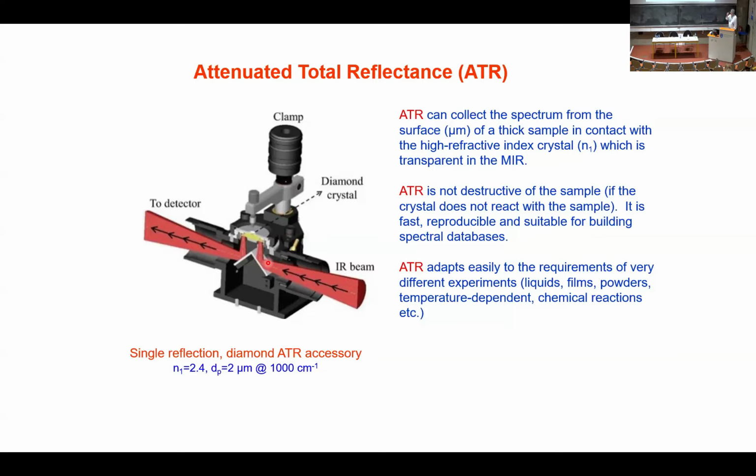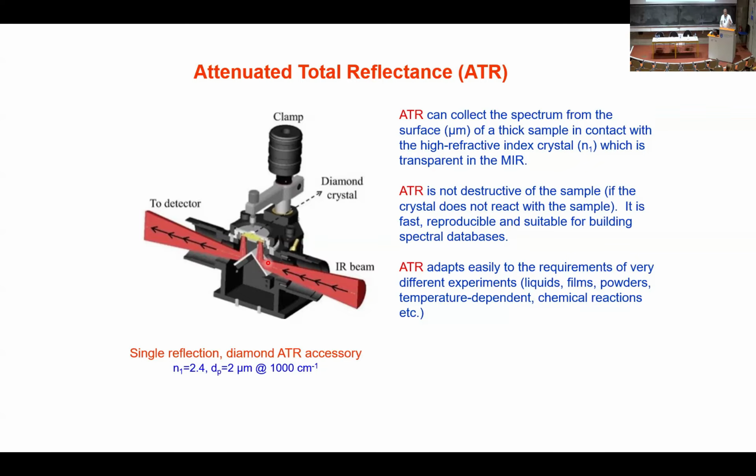Okay, so ATR collects the spectrum from this few microns of the sample in contact with the diamond. It's a very short-sighted technique. We'll see how much this is. It is based on the fact that the sample has a smaller refractive index than your prism. So for the prism, you need an infrared transparent material with a high refractive index.